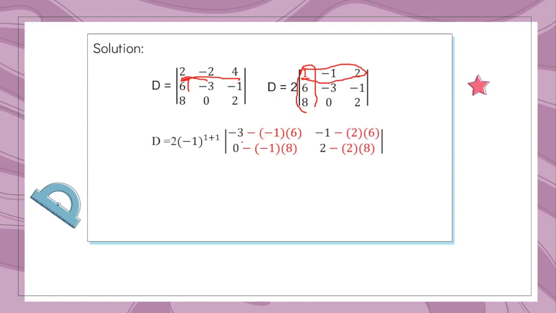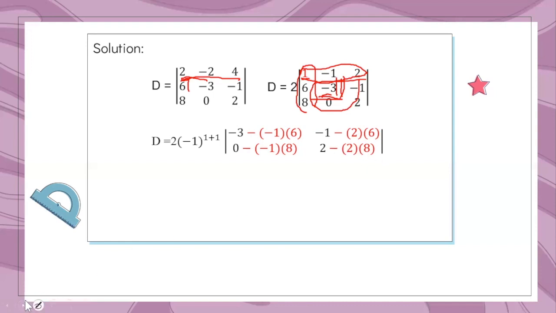Then, in step 3, subtract each remaining entry by the product of the pivotal elements of the rows and columns it intersects with the remaining entry. So here, negative 3 minus negative 1 and negative 6, because that's where the remaining entry intersects. These are the remaining entries and they intersect here in the rows and columns. So it will be negative 3 minus negative 1 times 6, 0 minus negative 1 times 8, negative 1 minus 2 times 6, and 2 minus 2 times 8.